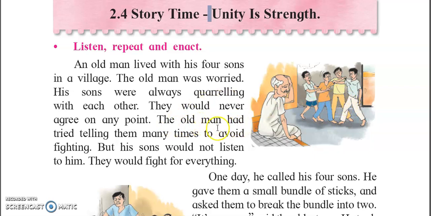The old man had tried telling them many times to avoid fighting. This old man had told them many times not to fight, not to quarrel. But it was in vain, it was of no use. They continued quarreling with each other. But his sons would not listen to him. They would fight for everything. Now these sons, they fought for little things. They fought for everything.